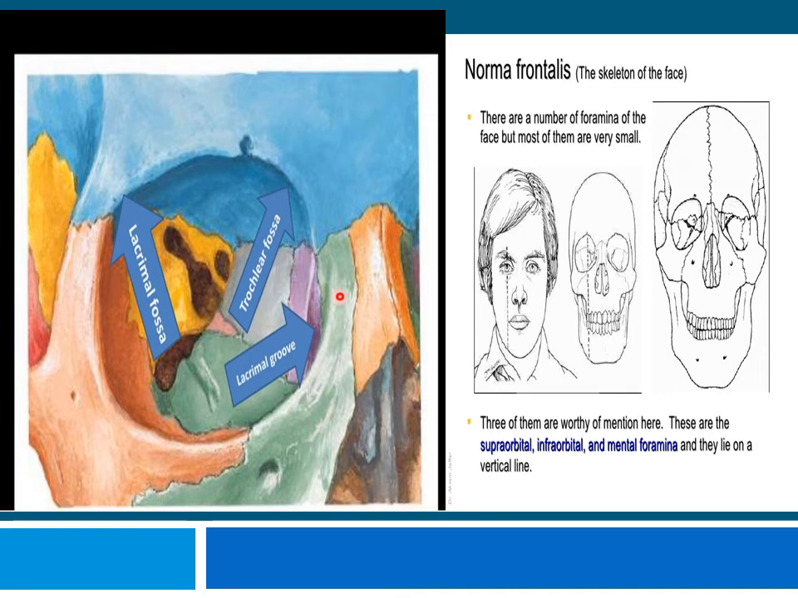So dear students, so far we have discussed the norma verticalis: the bones forming it, the sutures present over it, and features like the bregma and the lambda. Now we shall discuss the norma frontalis. Norma frontalis is when the skull is viewed from the anterior aspect, or from the front.